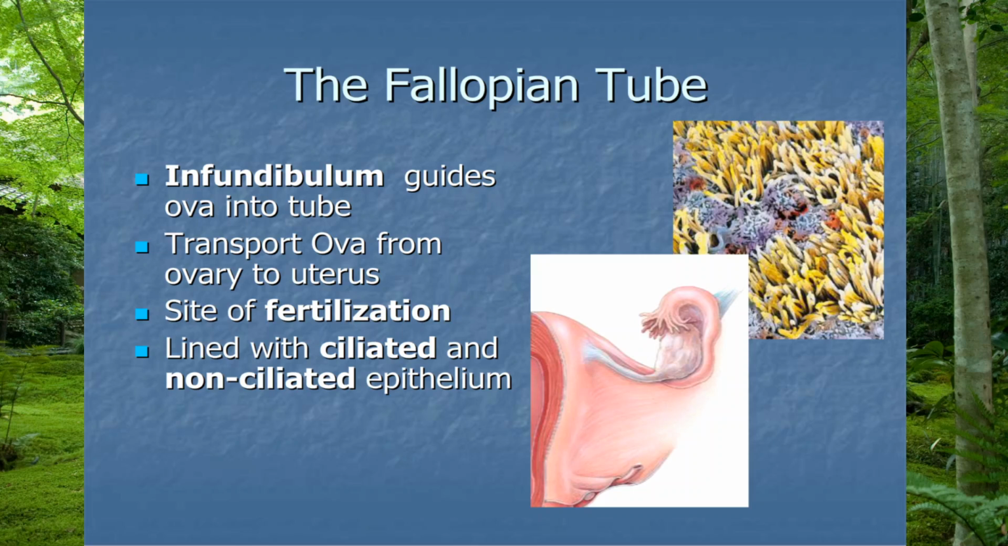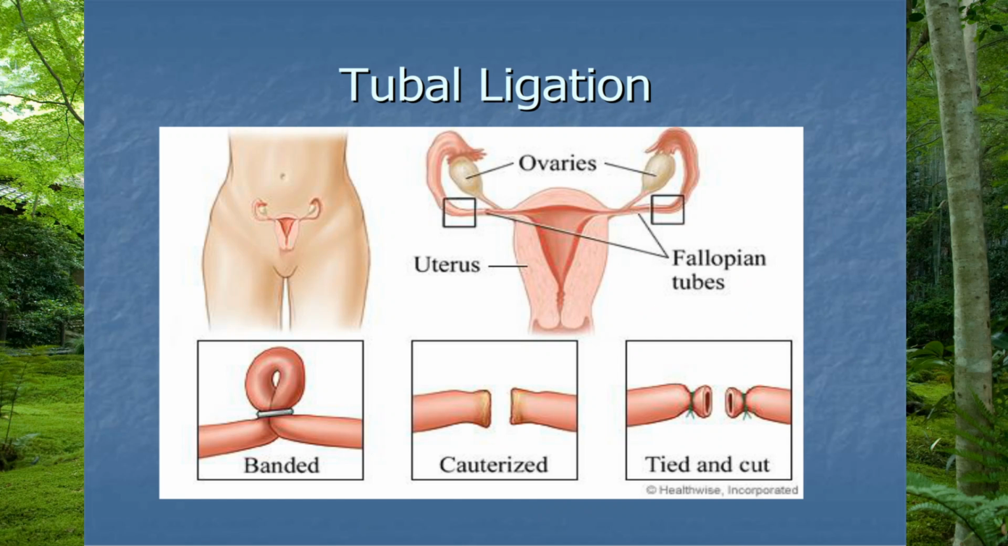Now, the fallopian tube is important because it helps to transport the oocytes, or ova, from the ovary to the uterus. It is also the site of fertilization. So sperm are typically ejaculated in the vagina, they swim up the uterus and up either one of the fallopian tubes, and if they make it to the right tube, fertilization will happen at the anterior 1/3 of the fallopian tube. Now, to help facilitate the movement of the fertilized egg, the fallopian tube is lined with both ciliated and non-ciliated epithelium.